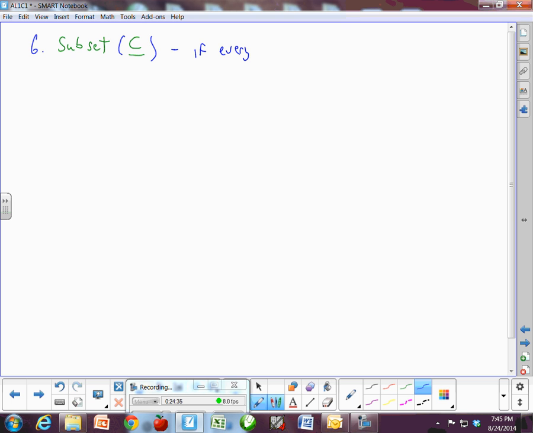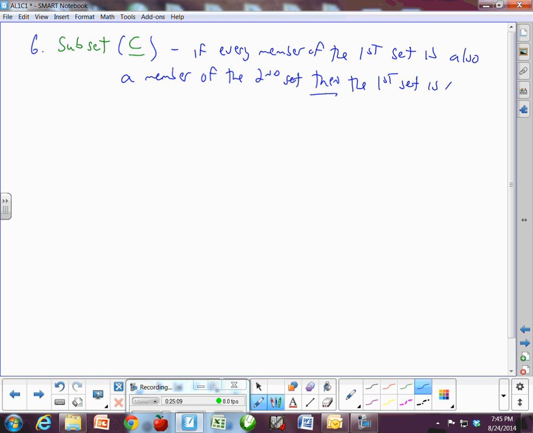If every member of the first set is also a member of the second set, then, this is an if-then situation like geometry, then the first set is a subset of the second set.